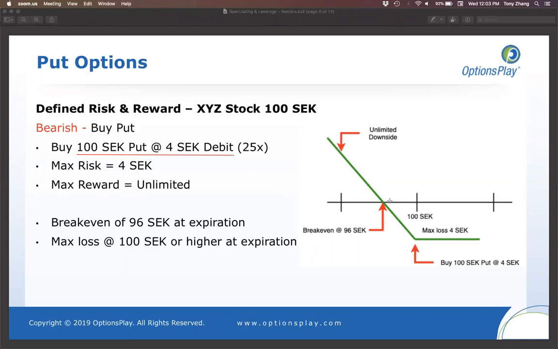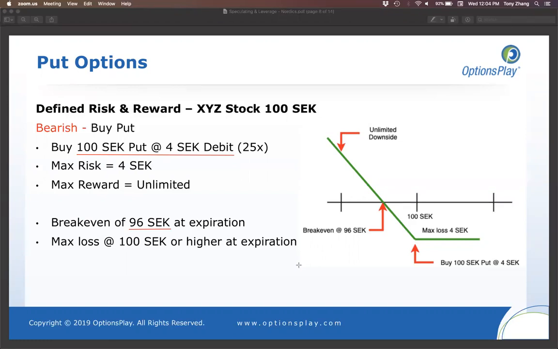So if the stock keeps going lower and lower and lower all the way down to 0, I make more and more money on this put option. My break even on the strategy is 96 crowns because I paid 4 crowns for this put option. The stock needs to move 4% lower or 4 crowns lower in order for me to make money on this trade.